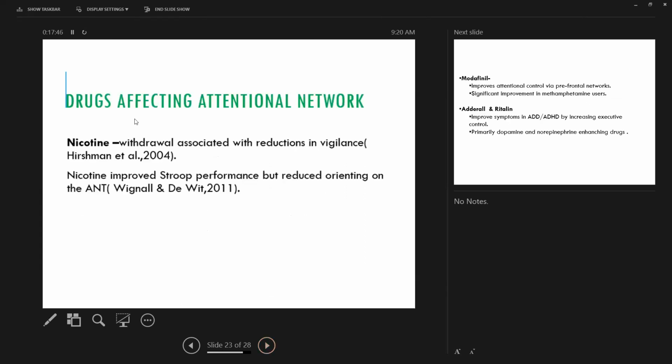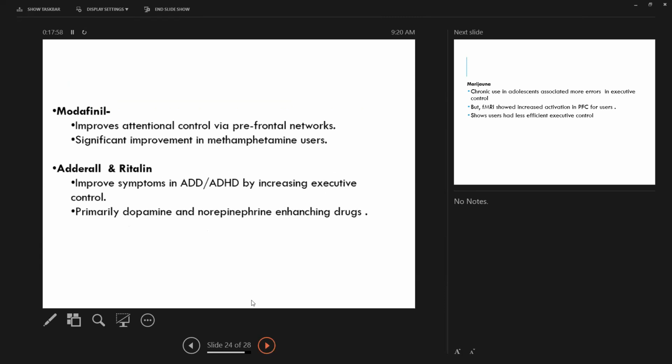Drugs affecting the attentional networks: we have nicotine, where withdrawal is associated with reduction in vigilance. Nicotine improves Stroop performance but reduces orienting on attentional network tests. Second is modafinil, which improves attentional control via prefrontal networks, with significant improvement in methamphetamine users. The third is Adderall and Ritalin, which improve symptoms in ADD or ADHD by increasing executive control, primarily concerned with dopamine and norepinephrine drugs.